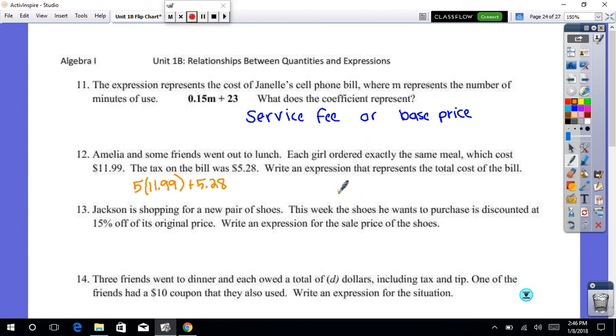Okay, no unknowns. We know exactly how much the meal was. We know how many girls there were, and we know what the tax was. The only unknown, really, is the total price of the bill.